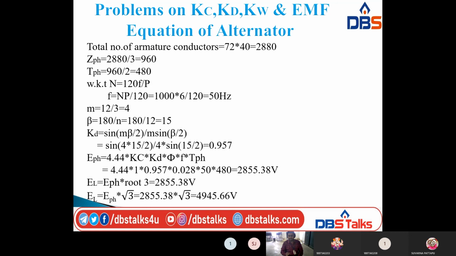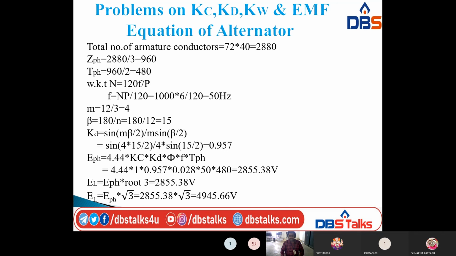You know the formula, Z phase is equal to 2 into T phase. By using that formula T phase is equal to Z phase by 2. Z phase is 960 by 2, so T phase is 480. And we have to calculate the frequency. We know that n is equal to 120 f by p. In the problem they gave the speed and poles, so based on those two we calculate the frequency. So f is equal to np by 120, that is 1000 rpm into 6 poles by 120, which is equal to 50 Hz.